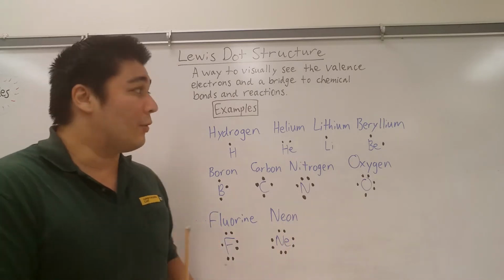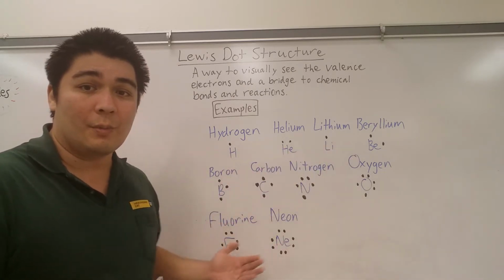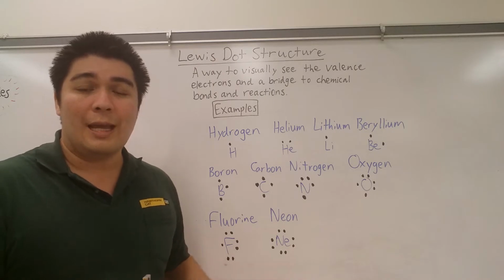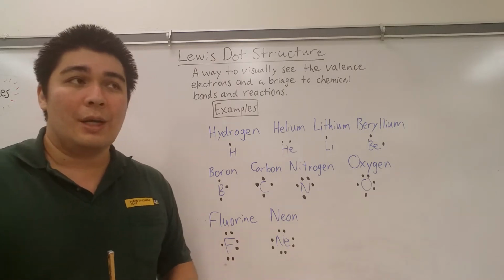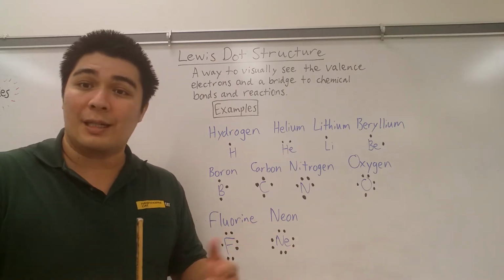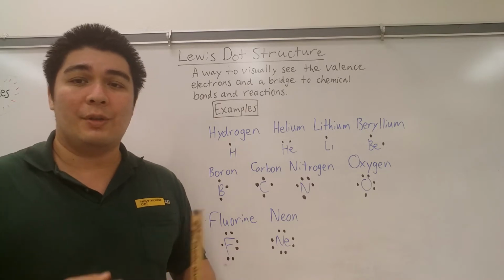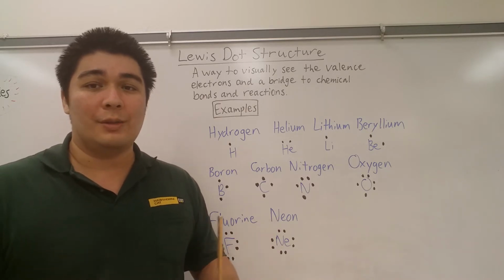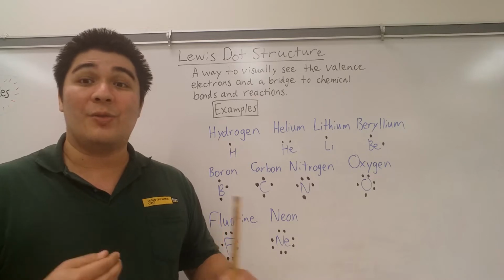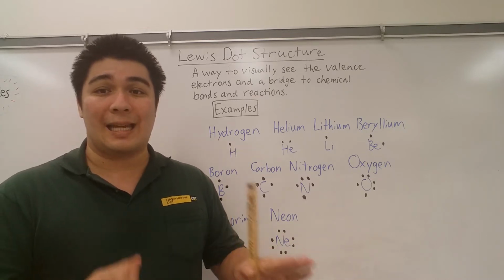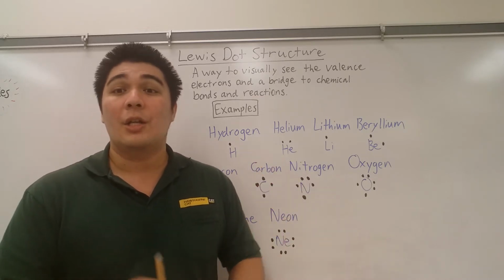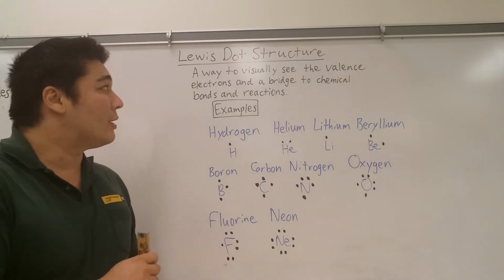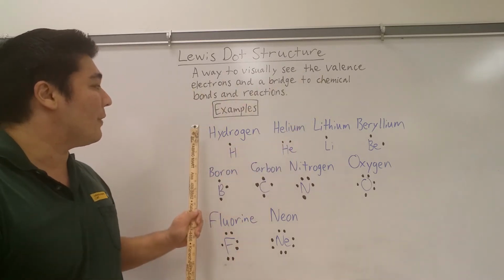So what I did was I took the first 10 elements right here, hydrogen through neon, and I thought it would be a good way to show you not only some of the differences in the Lewis dot structure, but also the very typical way of showing the Lewis dot structure for elements with valence electrons. So here we go. We have our definition over here, and we have some examples.